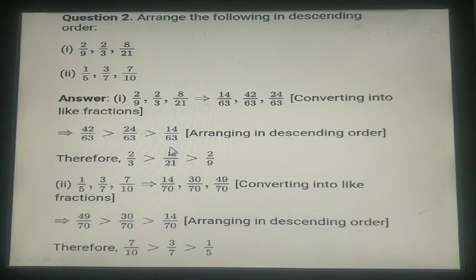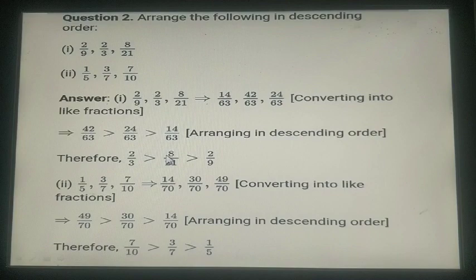Now children, here they have asked you to arrange the fractions that are given to you and not the fractions that you have found out by converting them into like fractions. So the ultimate answer that you will have to give is the corresponding ones with these fractions. So your final answer will be the greatest one is 2 by 3, a little smaller than that is 8 by 21 and the smallest one is 2 by 9.